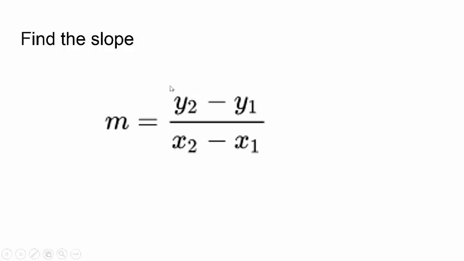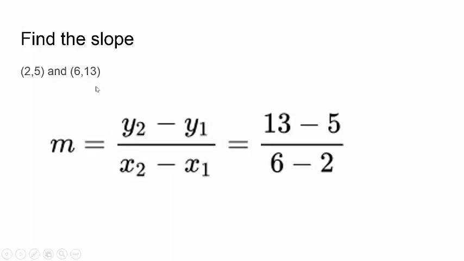Hey, it's a nice thing we have a formula for m, change in y over change in x. We just have to decide who's x1, who's y1, x2, and y2. So we have our 2 points here, (2, 5), (6, 13). We could easily choose it either way. It doesn't matter. I've chosen to call (6, 13) point number 2, and (2, 5) point number 1. So here I have x2, y2, x1, y1.